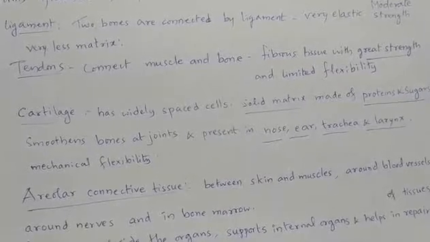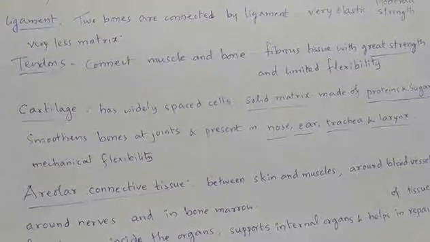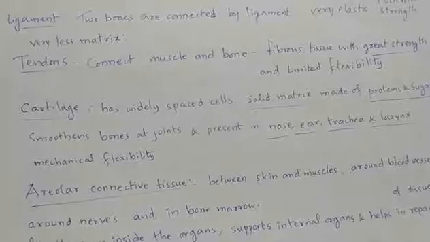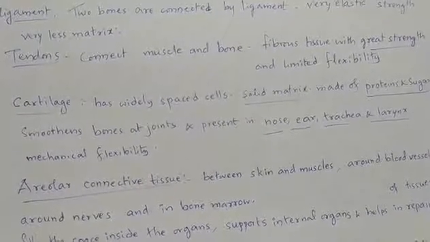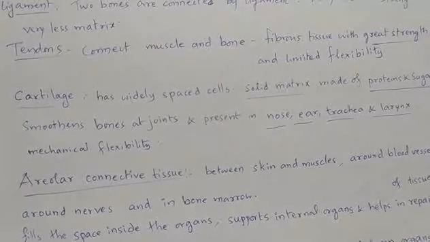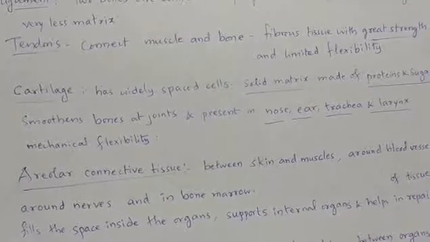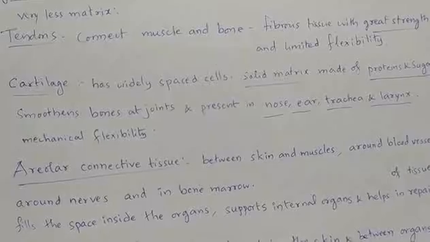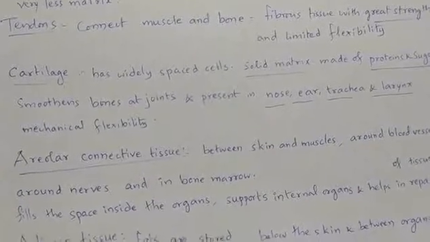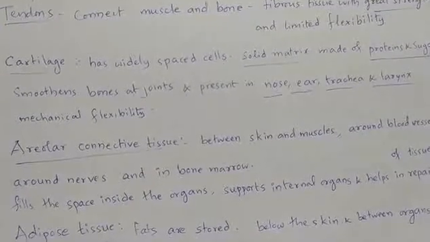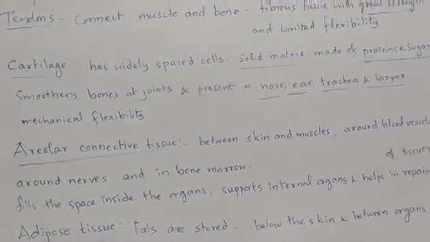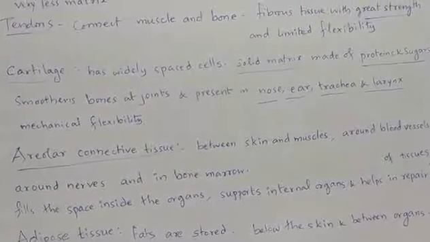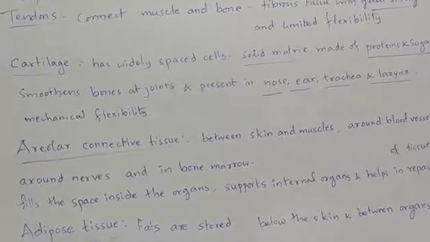Next, tendons. Tendons connect muscle and bone. It is a fibrous tissue with great strength and limited flexibility, opposite to ligament. Ligament has high flexibility and limited strength. Here, tendons have great strength but limited flexibility.